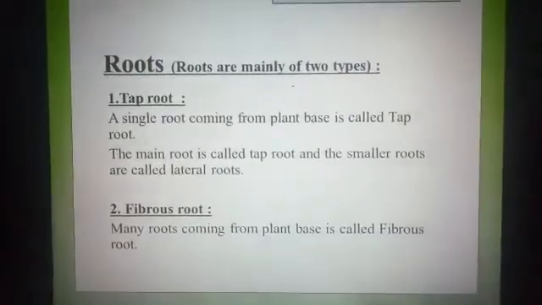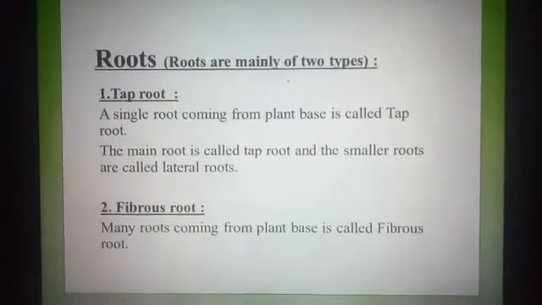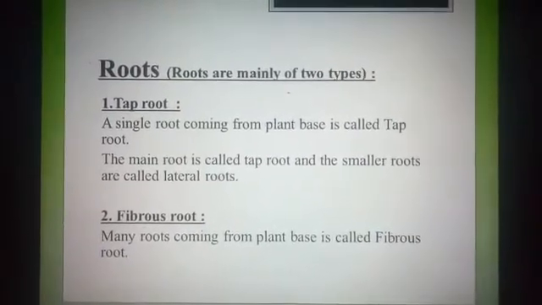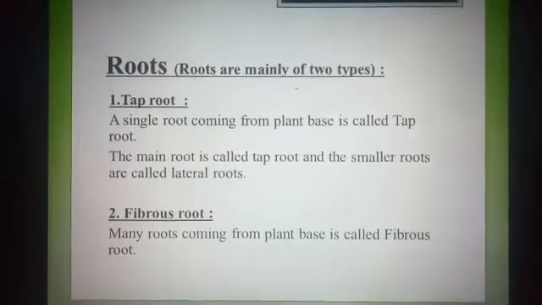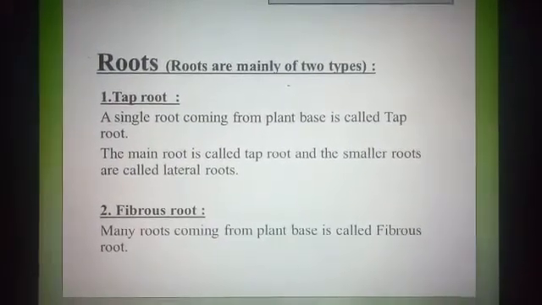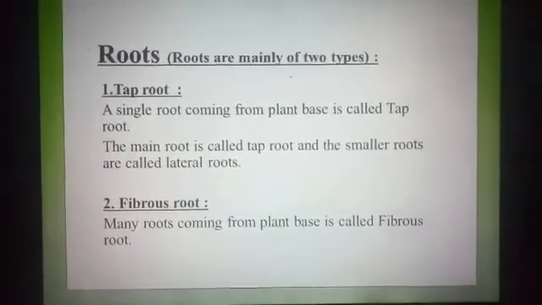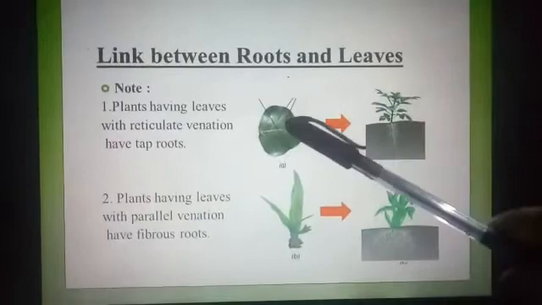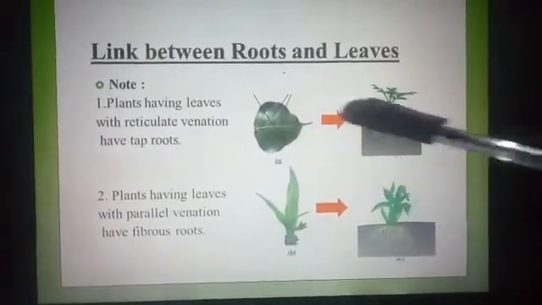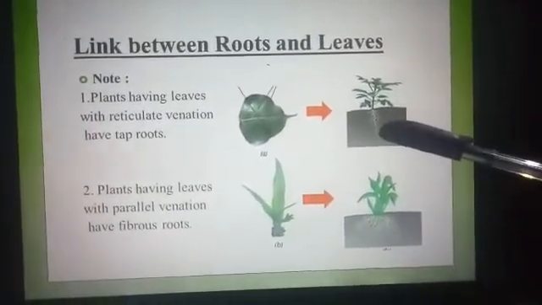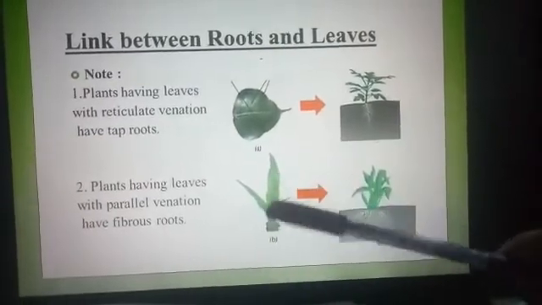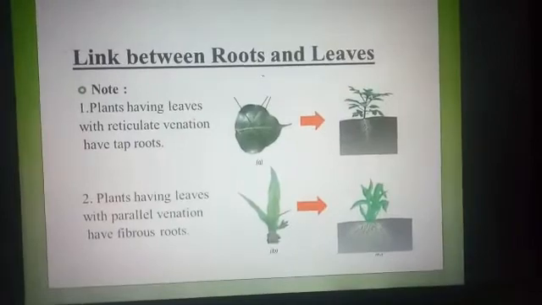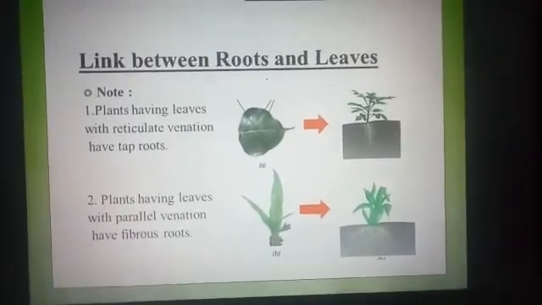So next is about taproot. A single root coming from the plant base is called taproot. The main root is called taproot, and smaller roots are called lateral roots. Then about fibrous, many roots coming from the plant base is called fibrous root. Then next is the link between roots and leaves. If the plant has reticulate venation, that means the root is taproot. If there is parallel venation, then the root is fibrous, right? So this is the connection between roots and leaves.